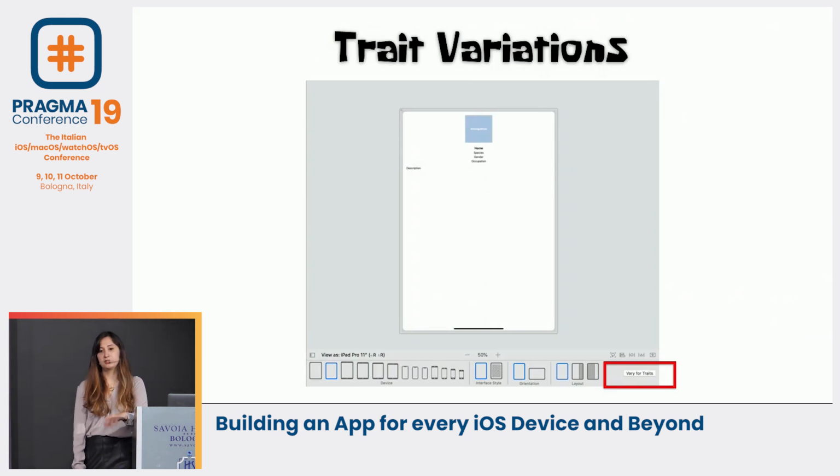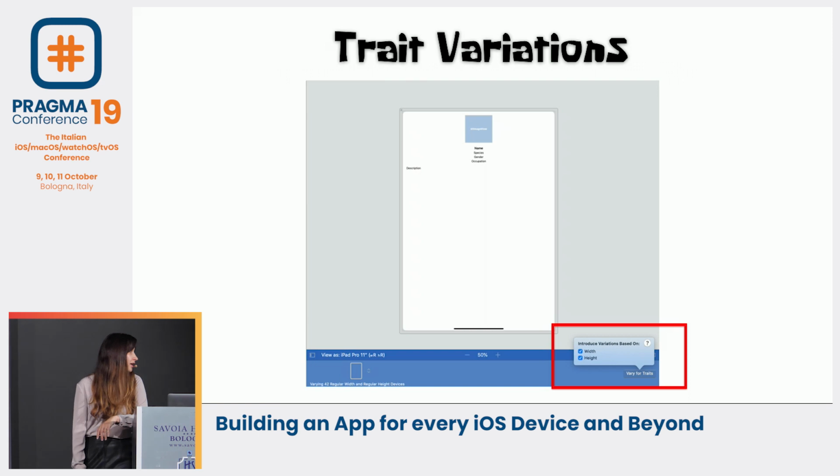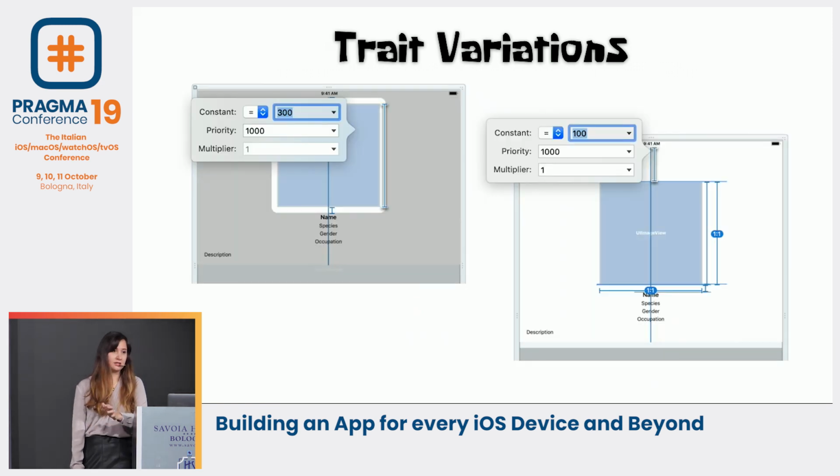So in Interface Builder, you can vary for traits. You can select a device that you want to make traits for, and you look at its size classes. There is regular and compact, and you tap vary for traits, and a pop-up comes up, and then you select if you want this to vary for size or for width or for both. And then you can change whatever variations you want.